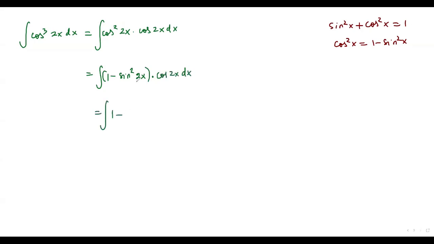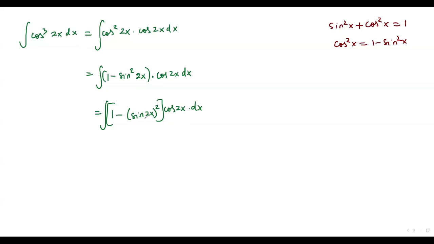Integral 1 negative. This sine square 2x can be written as sine 2x the whole square, times cosine 2x times dx. Okay, here when I consider this integration, the derivative of sine 2x is cosine 2x times 2. Anyway, its derivative is almost over here, and also it is multiplied by dx. So in integration, whenever the derivative of a part of the integral is multiplied in the integral itself, we can evaluate such integration by u substitution.